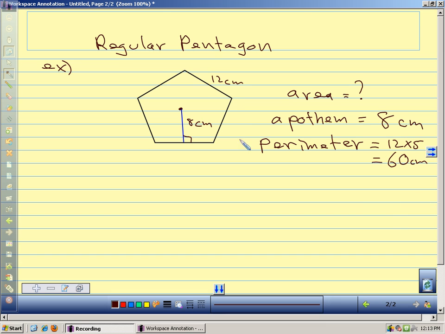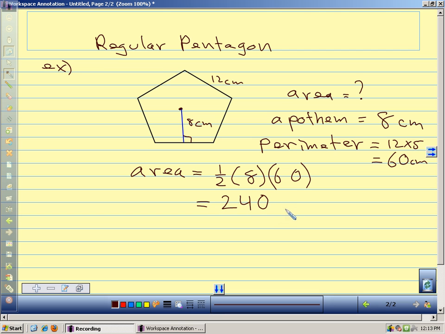So we just add up all the sides. We have 5 of them. They're each 12 centimeters. So my area is 1/2 times 8 times 60. And there's our 4. 1/2 of 8 is 4. And when we multiply this out, we get 240.